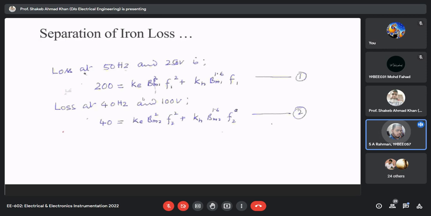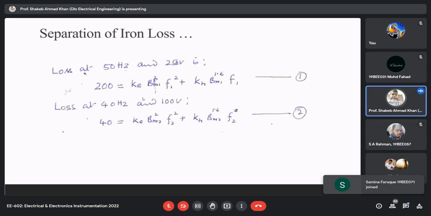Okay, tell me. Sir, I want to ask, the number of turns and area of cross section will be the same for both cases. Yes, that is why it is not visible here. Okay, sir. Everything is the same, constant. Why are you going into the area of cross section and number of turns? Here area of cross section and number of turns are not present.